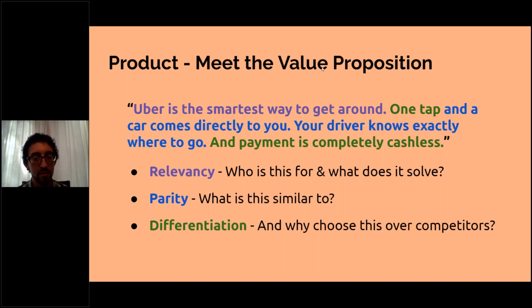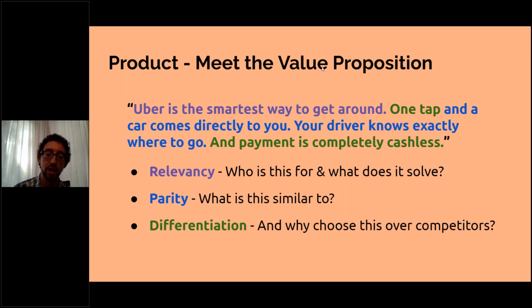Then it says it gives you parity. That's the part that's, the car comes directly to you. Your driver knows exactly where to go. What parity means is, I need a framework to think about this, right? What's it similar to? So they're basically telling you it's a taxi, but it's better than a taxi. But if you want to think what it's like, it's a taxi.